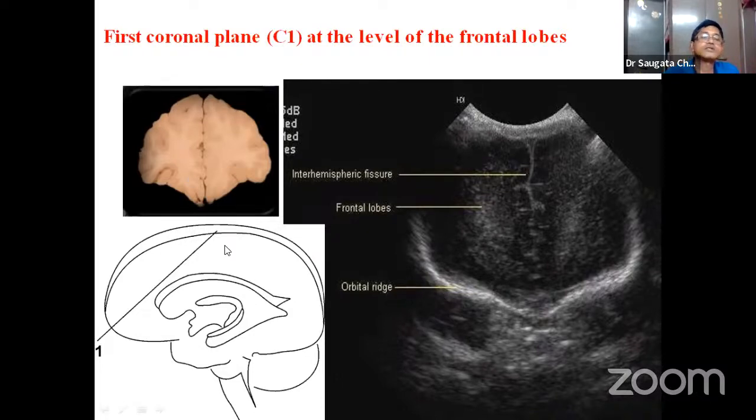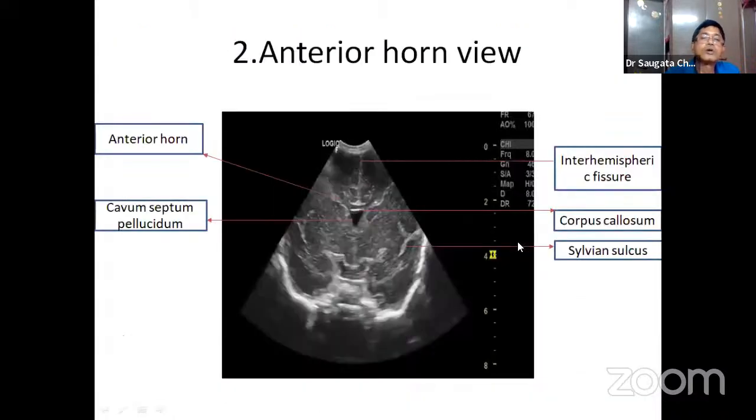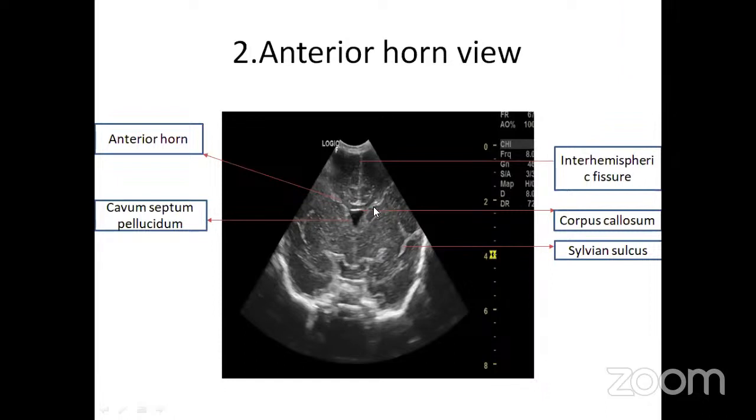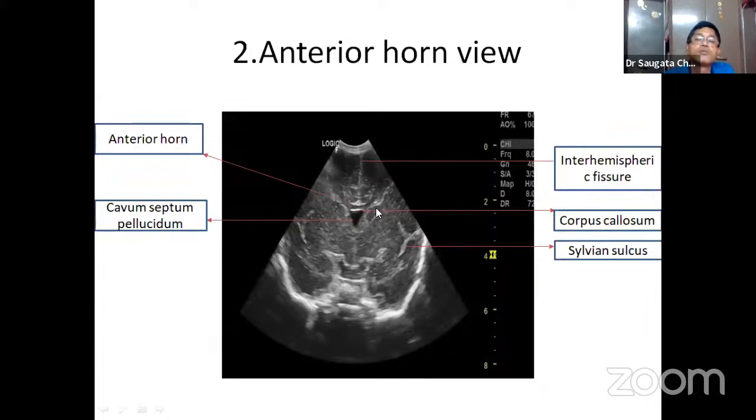Another is the anterior horn view, C2. First it was the front; gradually we push the plane backwards. So here in the anterior horn view we are seeing the cavum septum pellucidum, interhemispheric fissure, and corpus callosum. And here the lateral ventricles are seen. If they become pathological, they will be seen enlarged in size.